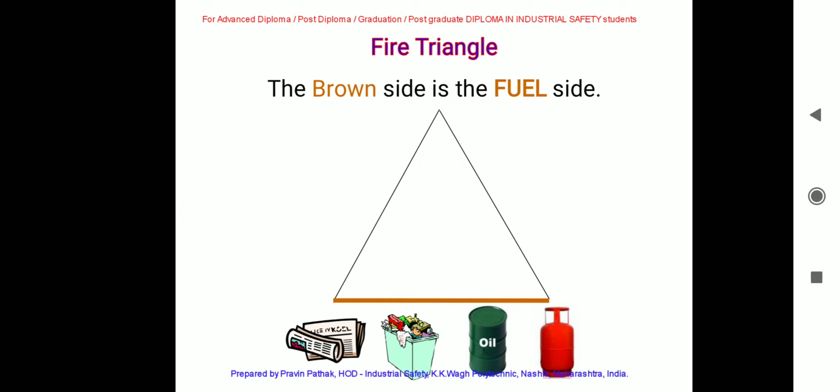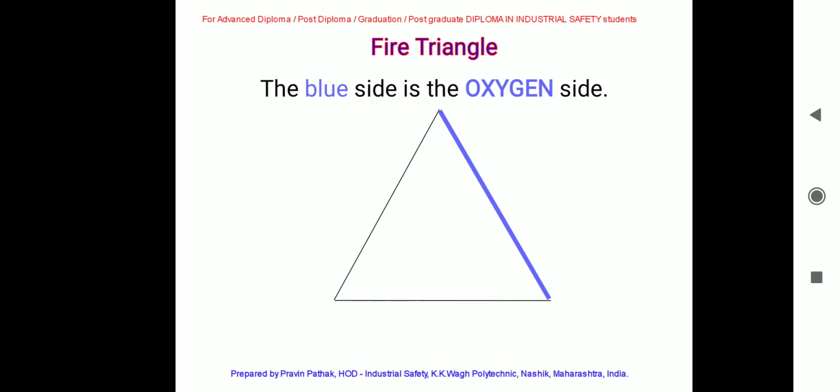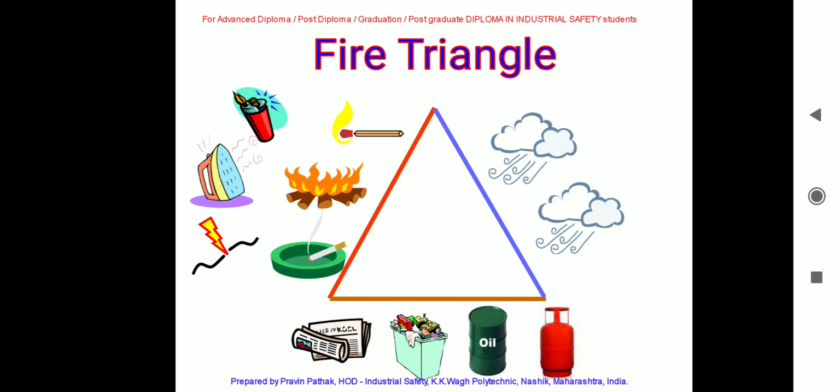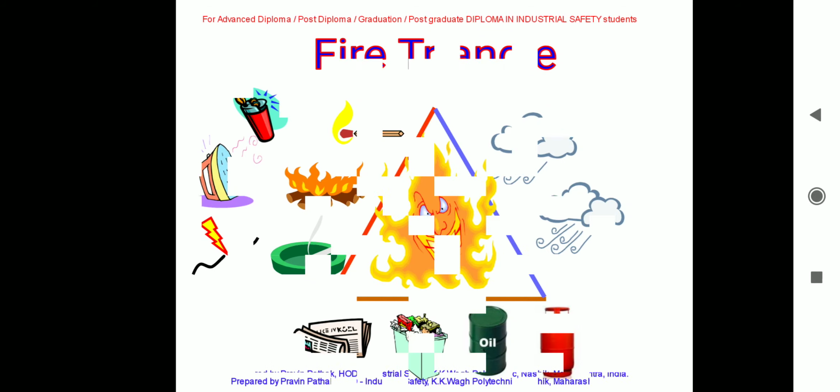So this solid may be paper or garbage. Oil may be the oil which is used in industries, in terms of solvent, or the engine oil, etc. And gases may be LPG, LNG, CNG, hydrogen or other types of gases which can be used in the industries. And the third side is oxygen, that is nothing but the air. So when these three elements combine, then fire can catch.